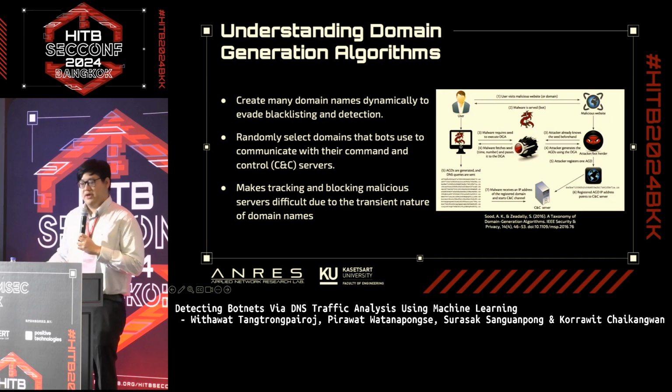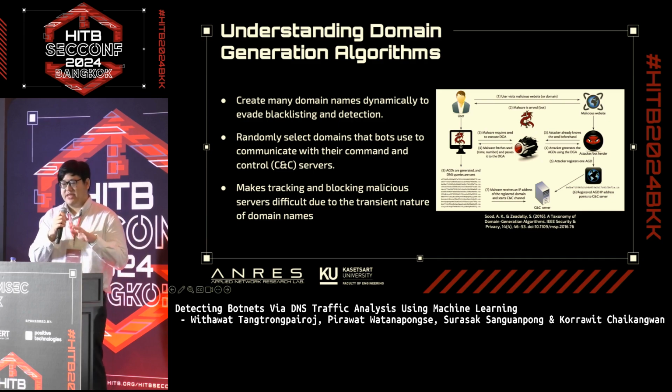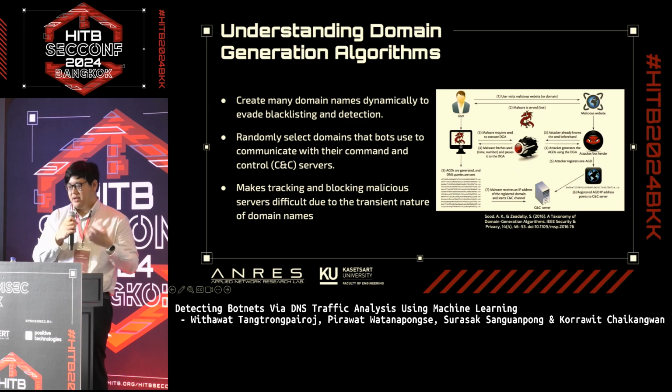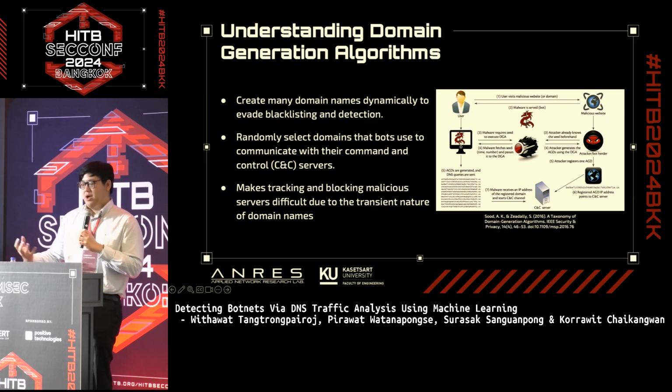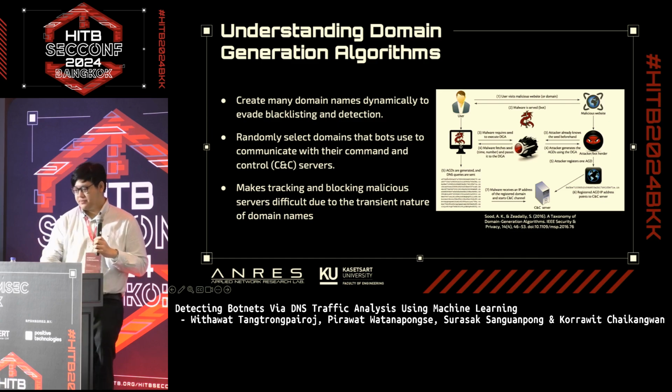And how does it work? The botnet malware uses DGA to generate a list of domains. Both the bot and the C&C server know the algorithm, so they can stay in sync by using the same domain to communicate. And why is it a challenge? Because the domain name keeps changing, even if some of them are blocked, the botnet can quickly switch to a new one and keep its operation running smoothly.